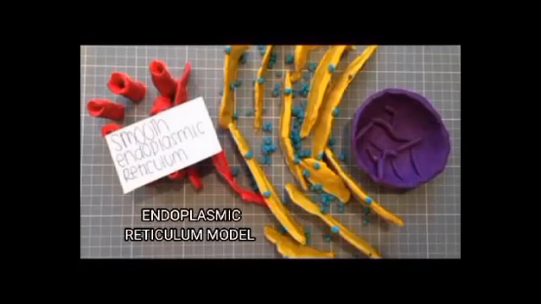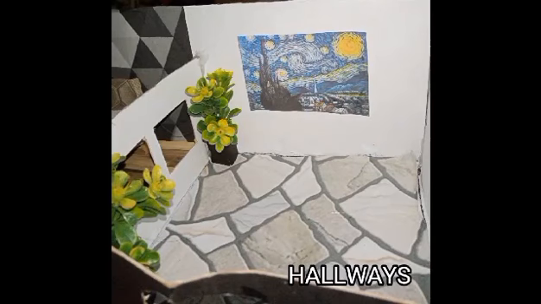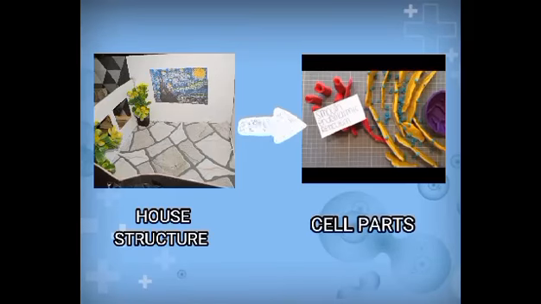Endoplasmic reticulum. The endoplasmic reticulum, or ER, transports things across the cell, and it helps in making proteins and lipids. We can compare the ER to the hallways of our houses. Hallways transport people from one room to another throughout a house, just like the ER transports things across the cell.